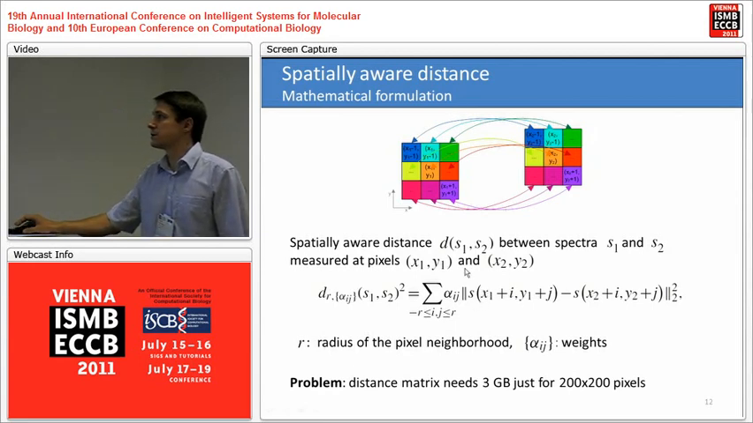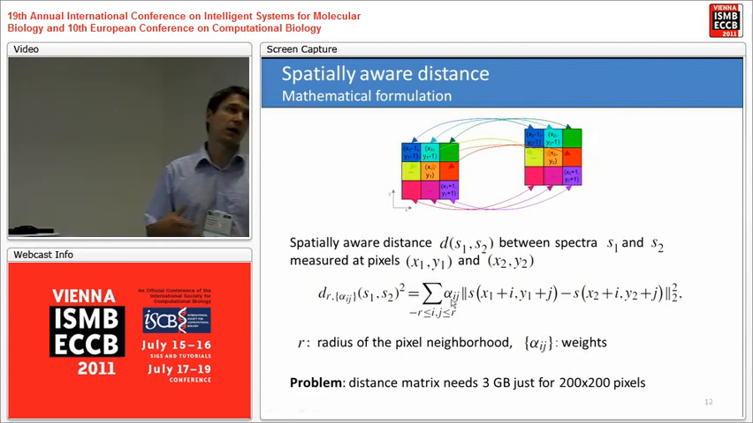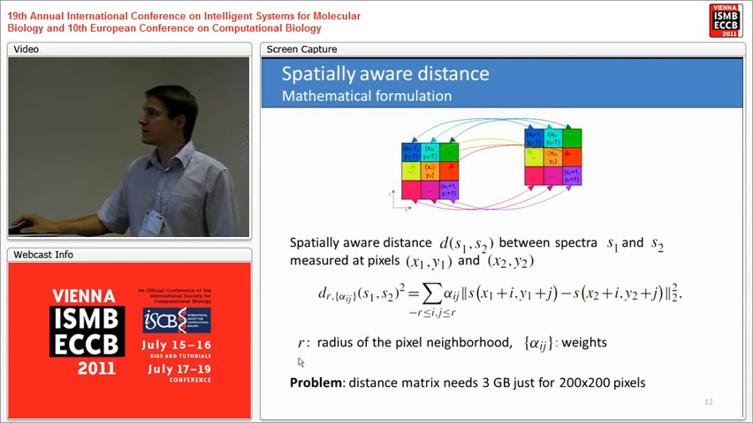So what we do is go through all these pairs. For each pair, we calculate the pairwise squared Euclidean distance, multiply it with some weight, and then sum it up. Very simple. And we have 2 parameters. One is the radius of the neighborhood, here it is just one, or it can be larger, and the other is these weights.